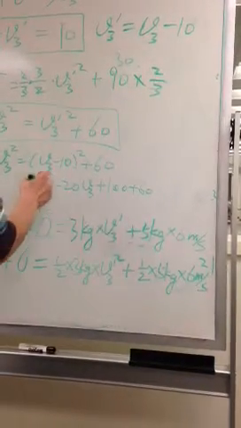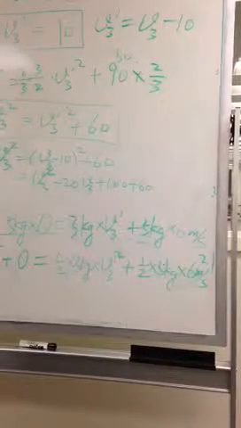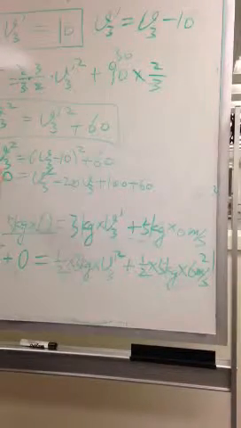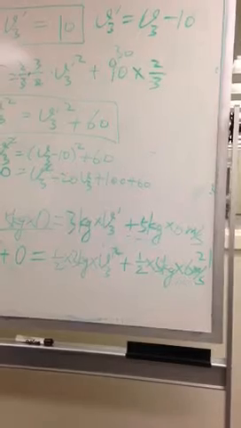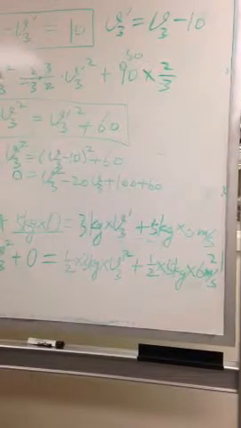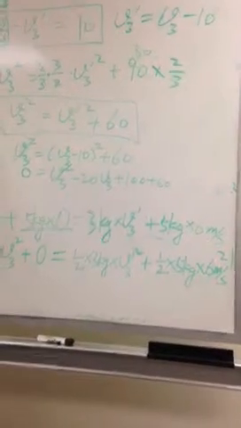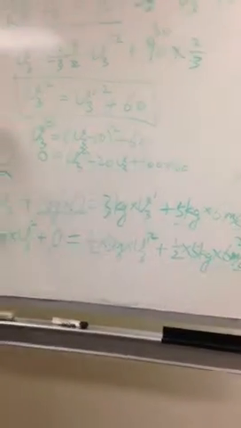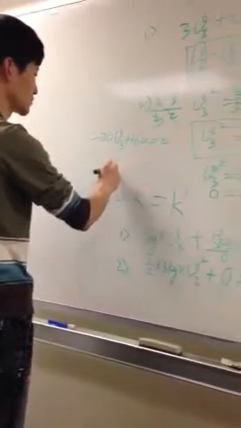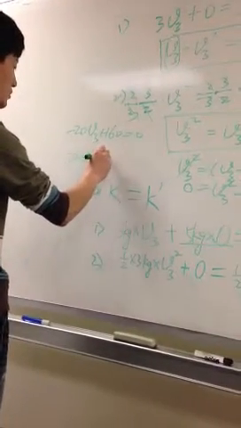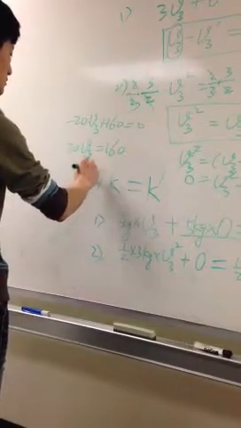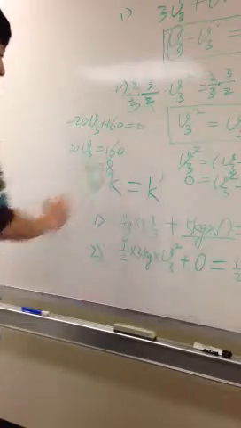So we can come to this, right? V0 negative 20 V3 plus 160 is 0. So 20 V3 is 160, so V3 is equal to 8.